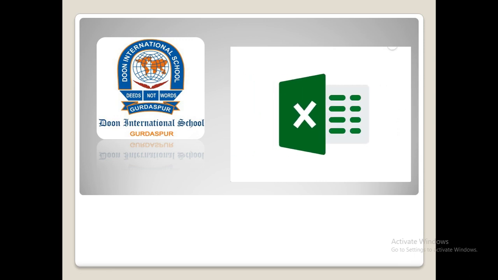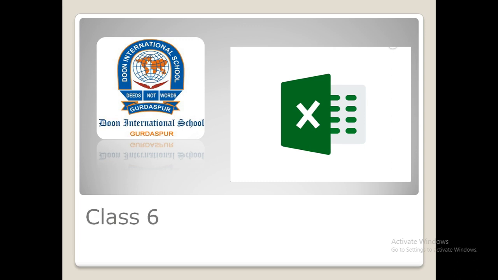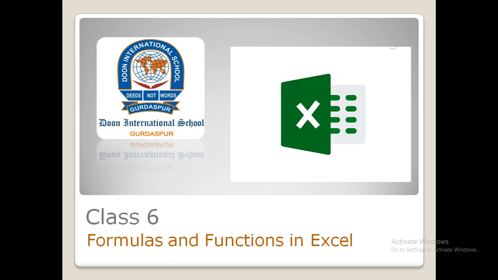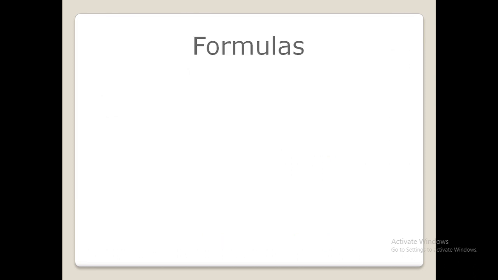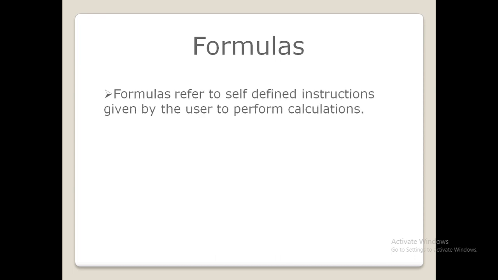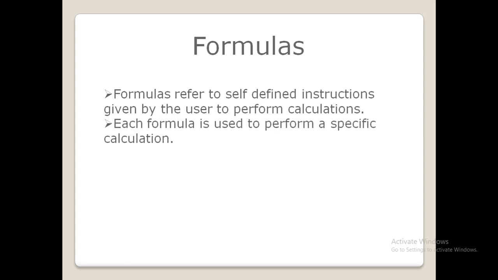So, today we are going to start with the periodic syllabus 2, chapter 3, formulas and functions in Excel. First we will see what we mean by formulas. Formulas refer to the self-defined instructions given by the user to perform certain calculations. Each formula is used to perform a specific calculation. So in MS Excel you can use formulas to do calculations such as addition, subtraction, multiplication or division.